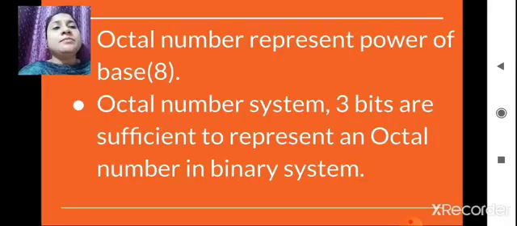An octal number represents powers of base 8, which means we are going to give a power to 8. In the octal number system, 3 bits are sufficient to represent a digit. So how many bits are used for octal? Only 3 bits are sufficient to represent an octal number in the binary system.